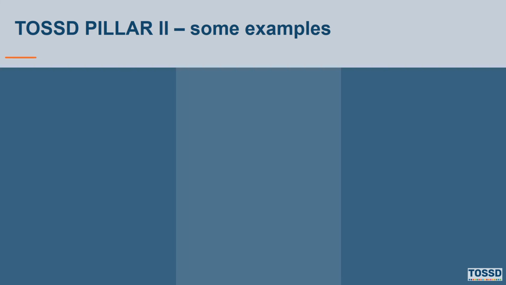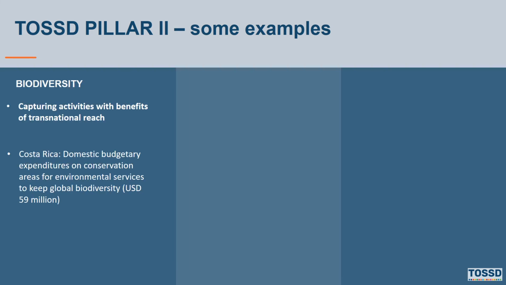Pillar 2 includes data on international public goods in a wide range of areas, such as biodiversity. For example, Costa Rica's budgetary expenditures on conservation areas, amounting to $59 million, are included in TOSSD.